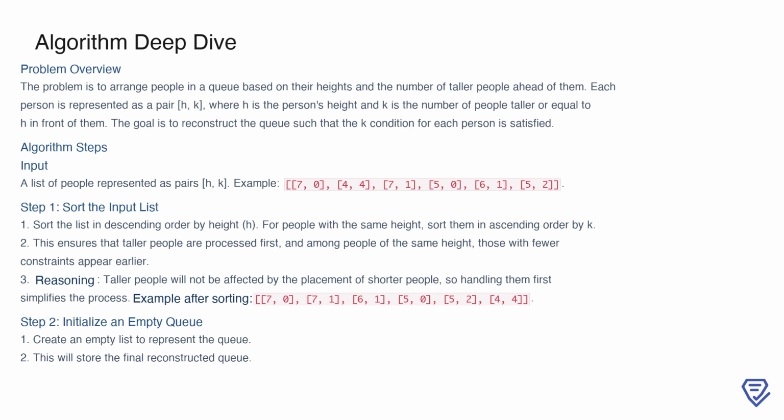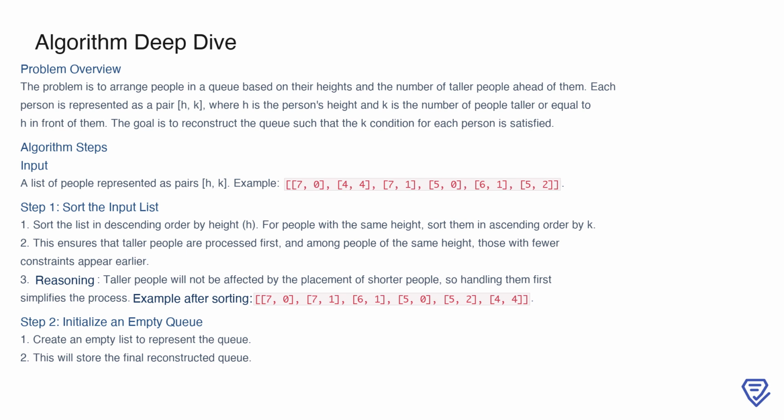Each person is represented as a pair (h, k), where h indicates their height and k specifies the number of people taller or of equal height standing in front of them. The goal is to rearrange these people into a queue such that every person's k condition is satisfied. To solve this, we'll start by sorting the input list.